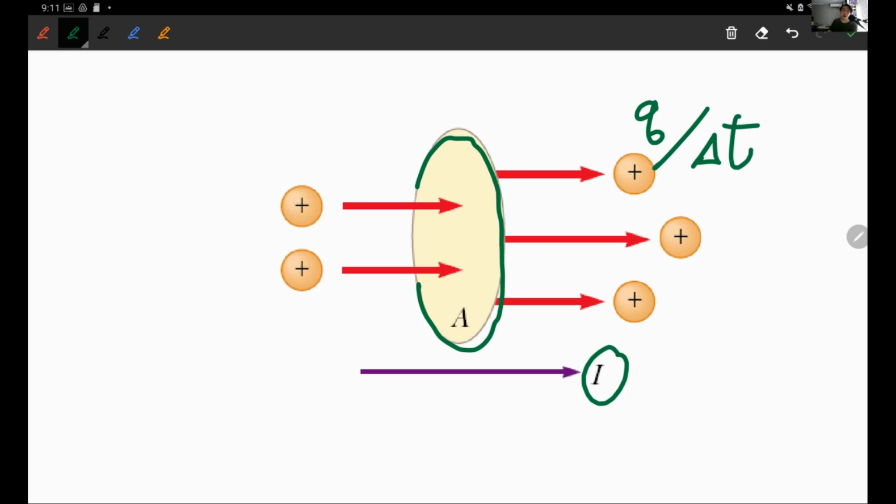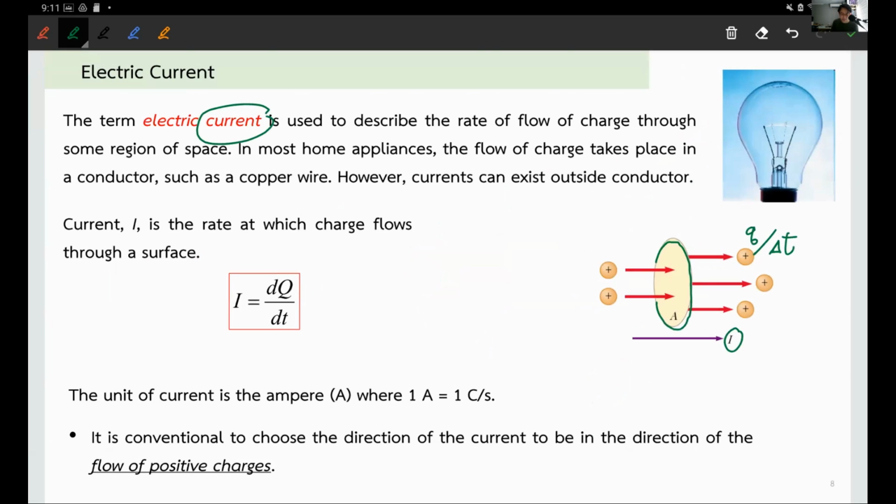If the amount of charge per unit time is high, you say the flow rate is high, so that is a high current. That's simple. By definition, it's just the charge per unit time, just like any flow. The unit is coulomb for the charge, second for the time, so coulomb per unit time is ampere, coulomb per second.